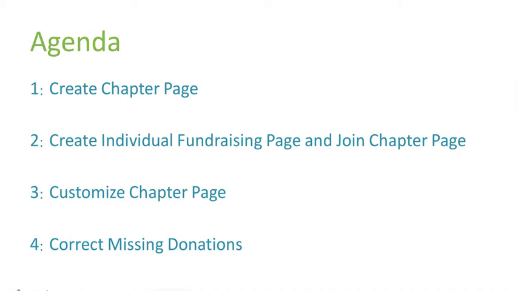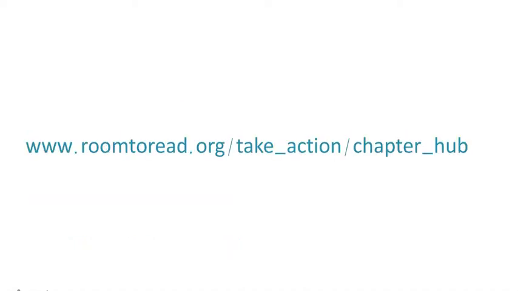So now that you've created your chapter page, created your individual fundraising page, and customized your chapter page, I will walk you through one more important step you will need to know when managing your chapter page. If you ever see a discrepancy between the number of donations that have been posted on your web page and the number of donations you know you've gotten this year and think something is missing, you can fix this by navigating to the Chapter Hub. You can access the Chapter Hub by typing this URL into your browser.